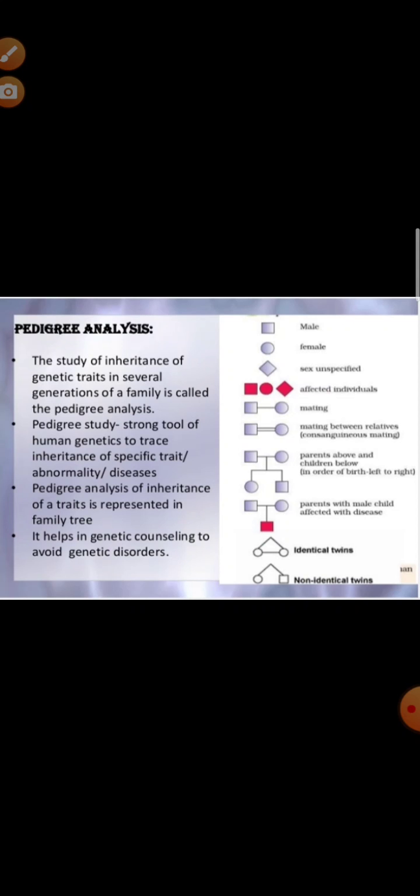A circular one, a round one, shows female. Then you can see a diamond structure. Sex is not specified in this case, and you can see the remaining portion, it is written. These are the codes which are used to make a chart of pedigree.